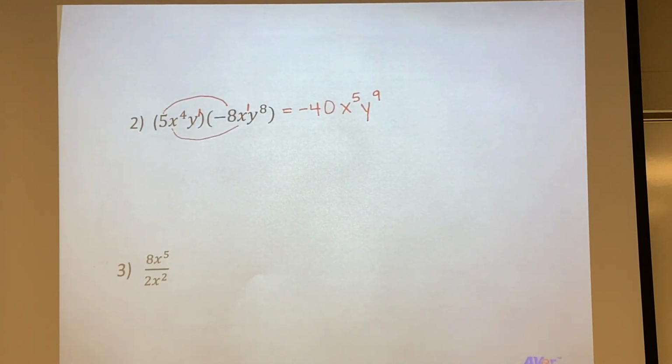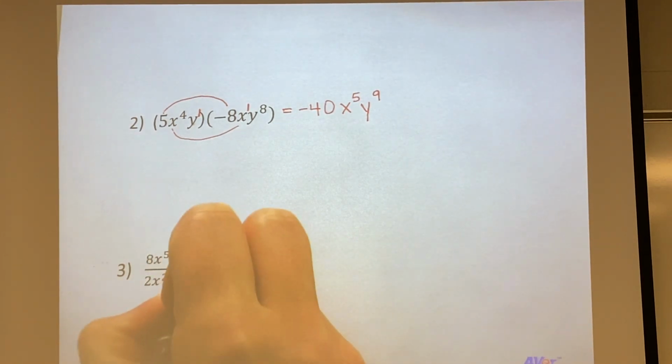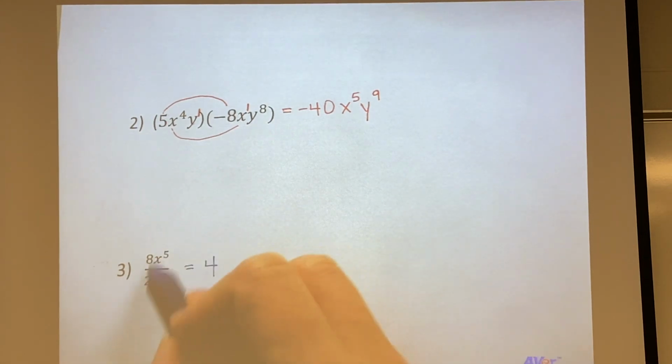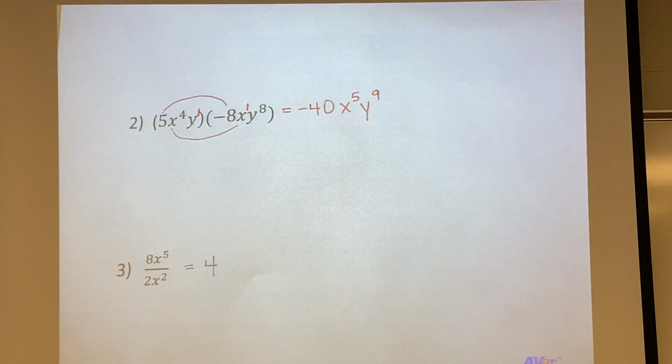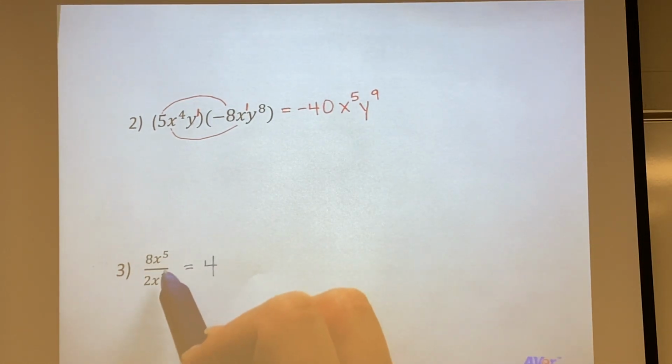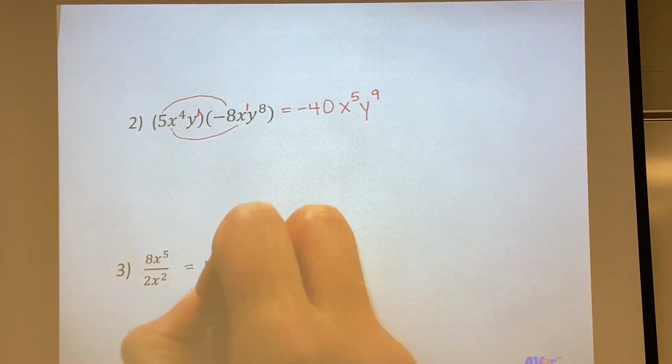All right, so the next one is a division problem. 8x to the 5th divided by 2x squared. Again, we start with the coefficients, so we're going to take 8 and divide it by 2, which is, of course, 4. And then we have a new property. When we're dividing exponents that have the same base, we subtract those exponents. So we have x to the 3rd.